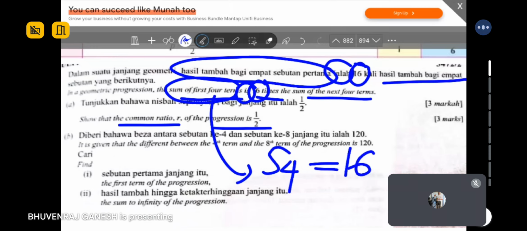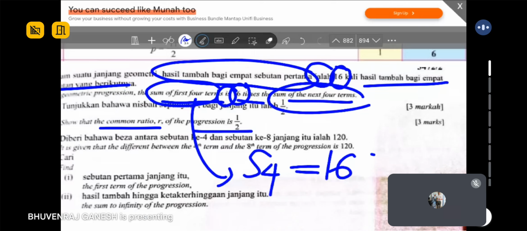Okay, next. Hasil tambah 4 sebutan berikutnya. Sum of next 4 terms. Okay, may I know, what is the expression for this? Apa ungkapan dia? Hasil tambah 4 sebutan berikutnya. This one is a bit hard. You all must imagine and see.